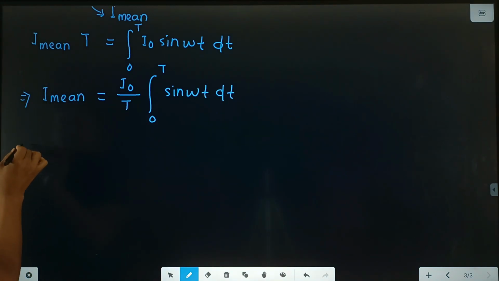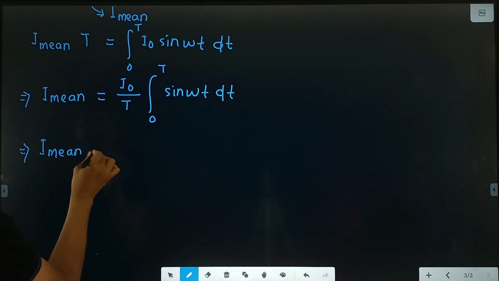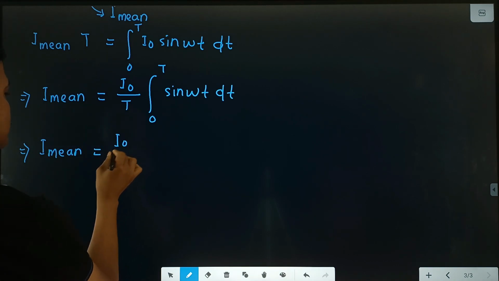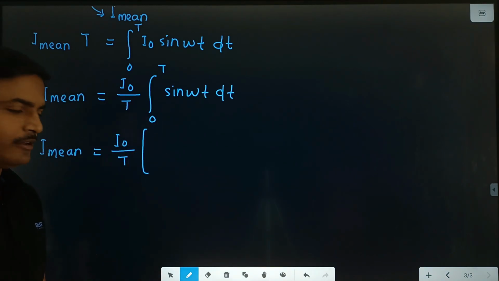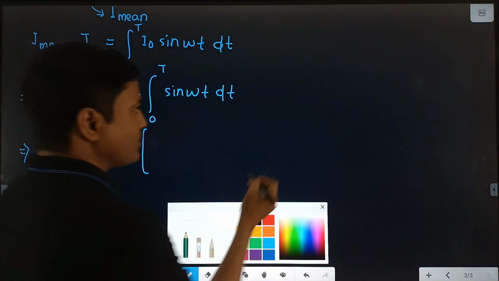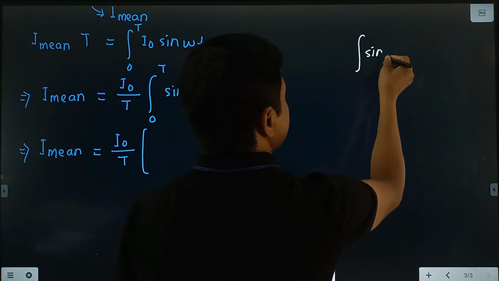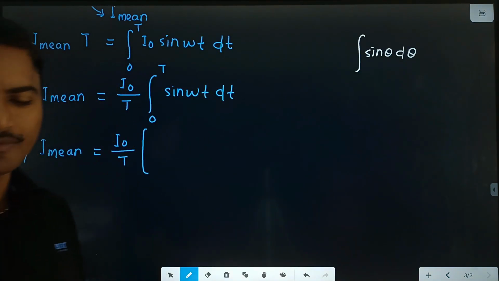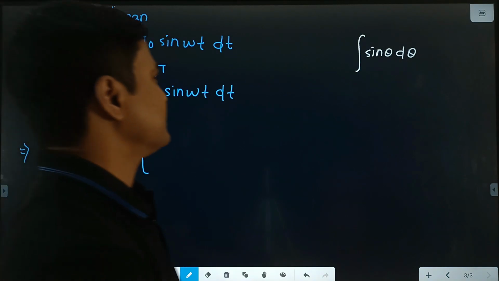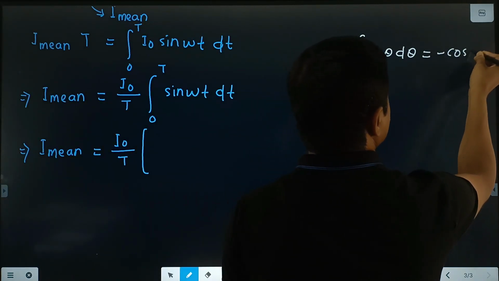That implies I mean is equal to I0 by T integration of sin omega t dt. You know the formula, that is integration of sin theta d theta. Integration of sin theta d theta is equal to minus of cos theta.